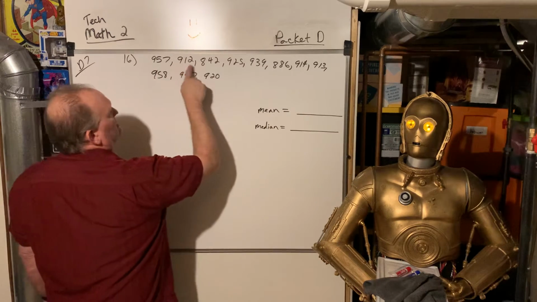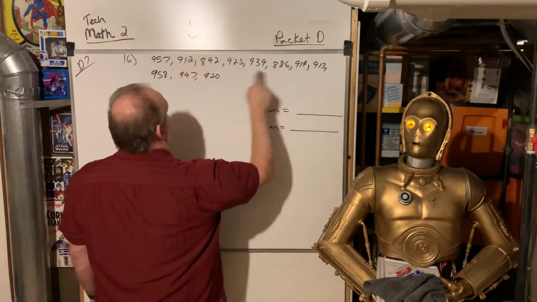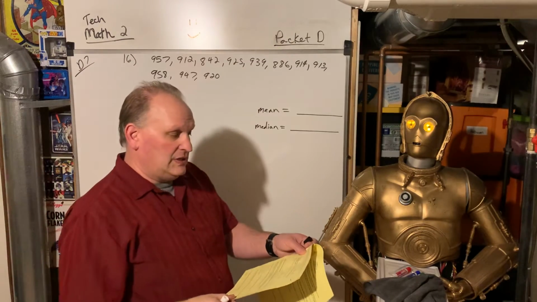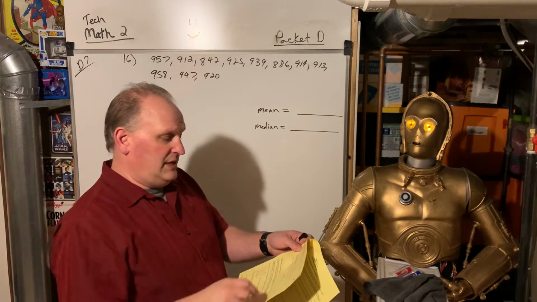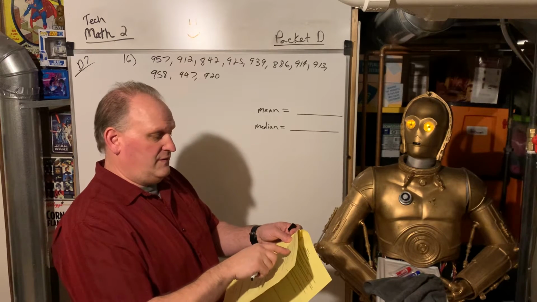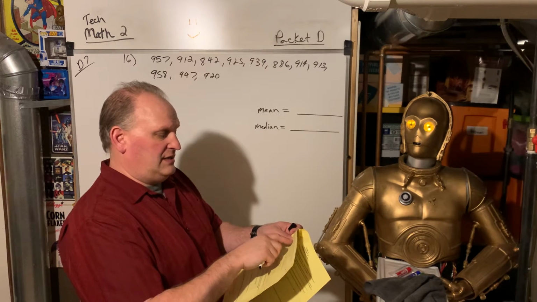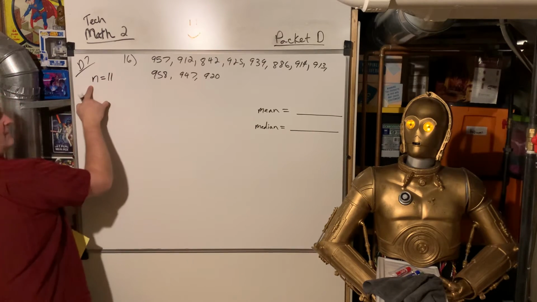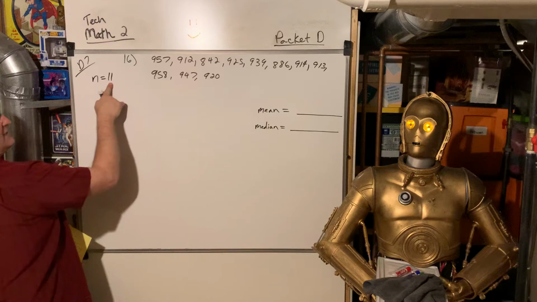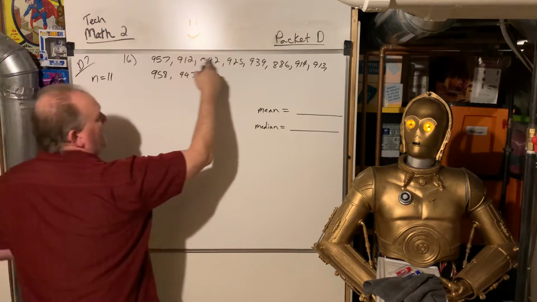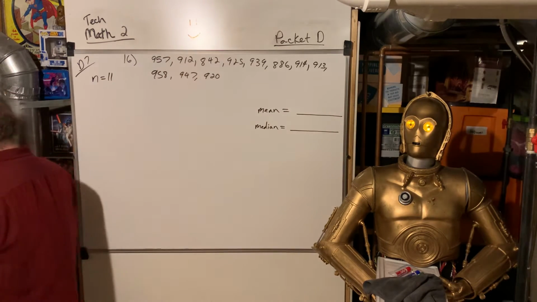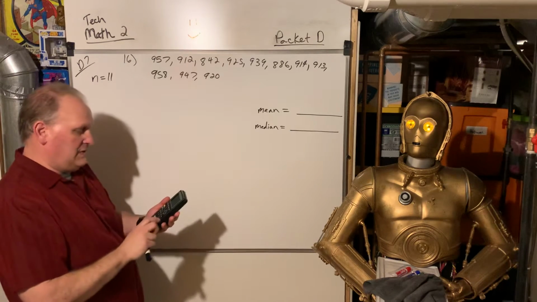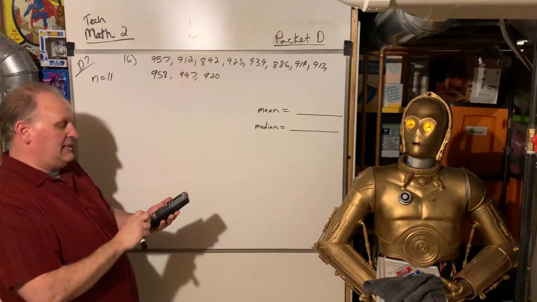So let's see, there's 1, 2, 3, 4, 5, 6, 7, 8, 9, 10, 11 numbers here. Let's double check. 1, 2, 3, 4, 5, 6, 7, 8, 9, 10, 11. A lot of times you'll see that noted as n. The number of pieces of data you have is n, so n equals 11. So we're going to add these all together and then divide by 11. Let's get out our calculators.